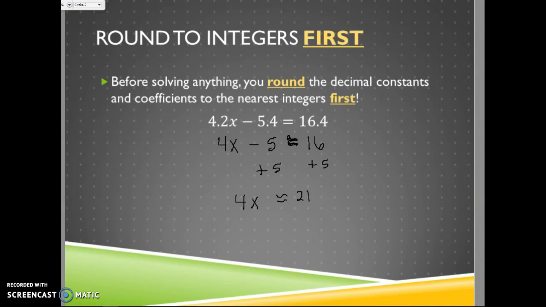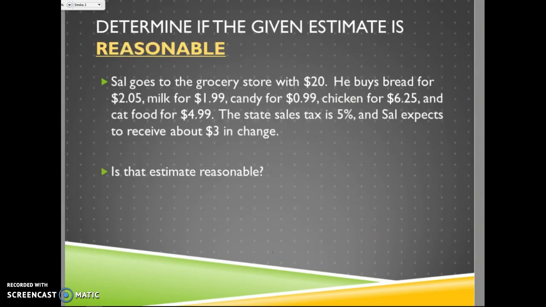And then if we take 21 and divide by 4, we get x is approximately equal to 5.25. So this is where we would round first and then get our answer. And rounding it this way may come out to be a nice number. It might not. The last concept is determining if an estimate is a reasonable answer.